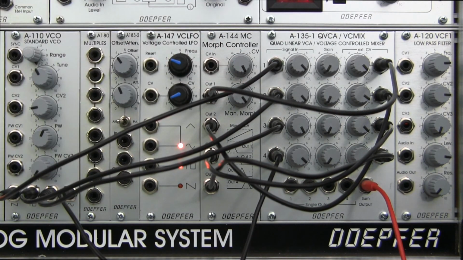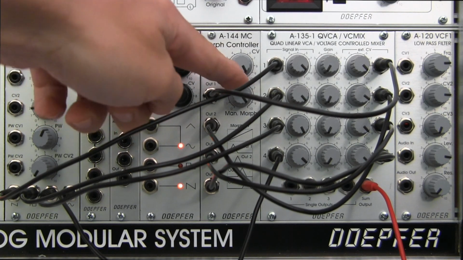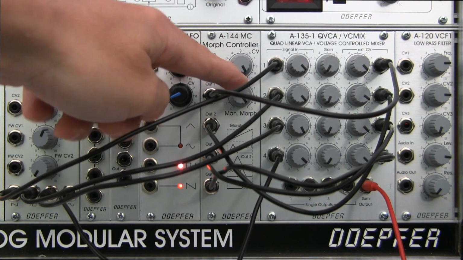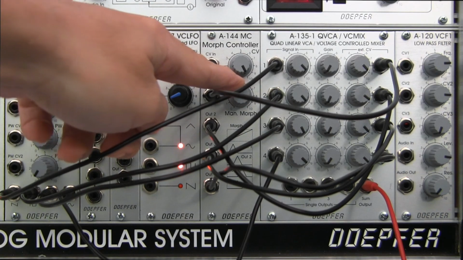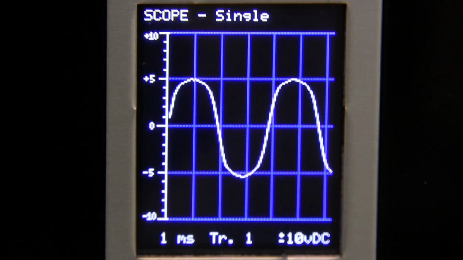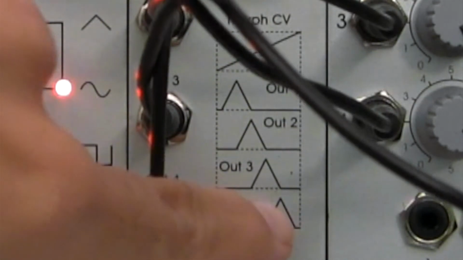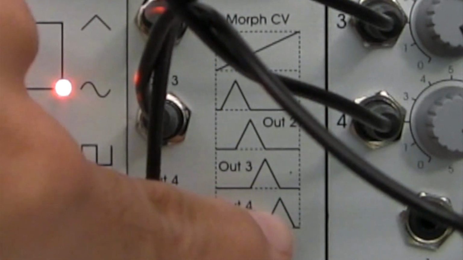Now let's actually go in the opposite direction. So we're starting all the way on the clockwise position, and we're going to go backwards. So we should see our sine wave first. There's our sine wave. And if you kind of track it via the Morph controller, then we're actually right now looking at the uppermost peak of number 4.